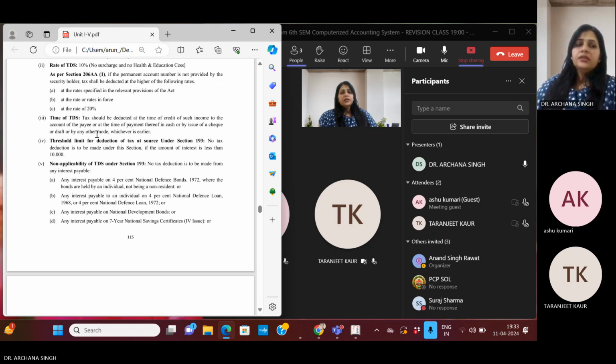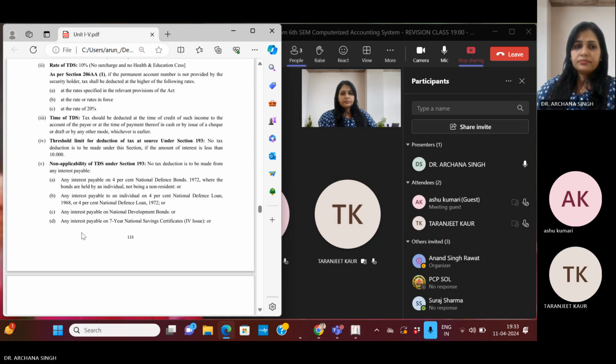Okay. Then the threshold limit for deduction of tax at source under section 193. No tax deduction is to be made under this section if the amount of interest is less than 10,000. So you do not have to make any deduction if your interest amount is less than 10,000 rupees.